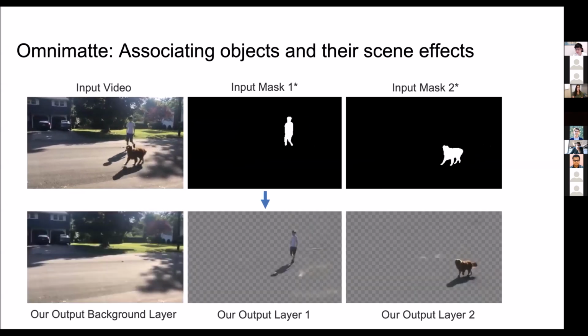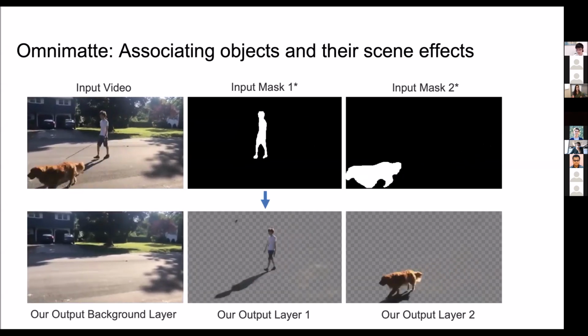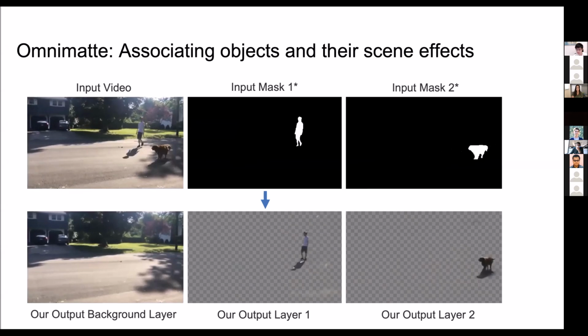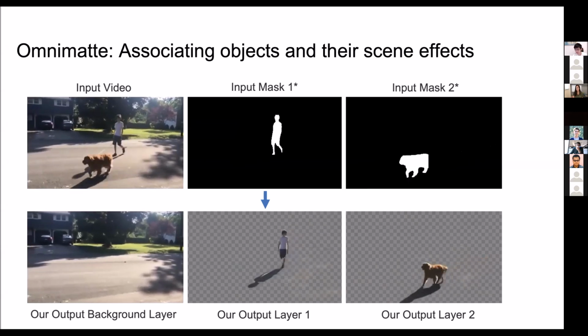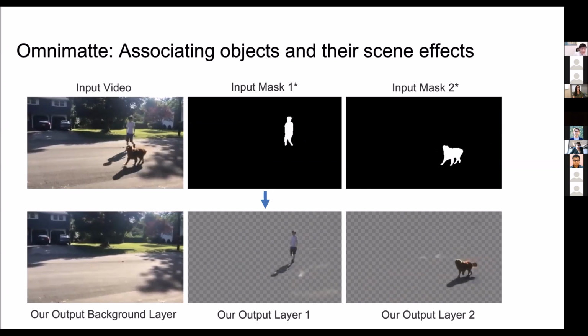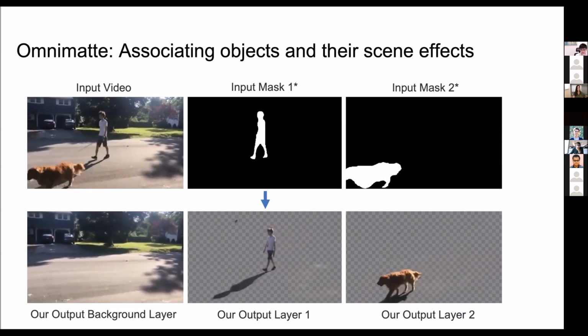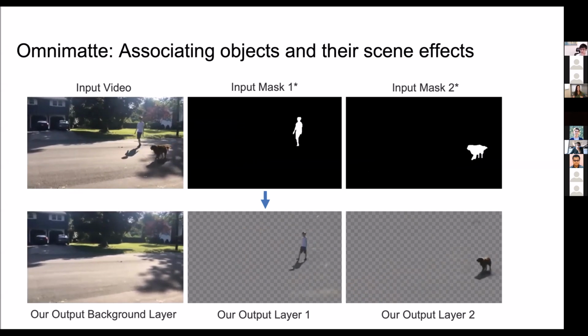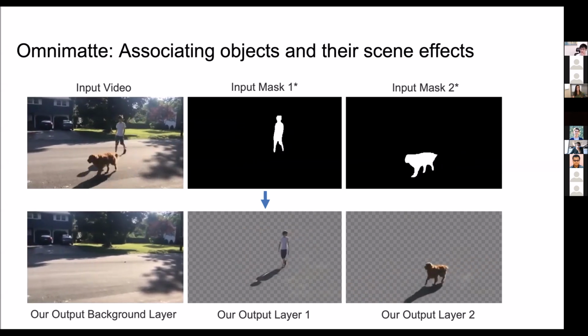And the goal is to produce an RGBA layer for each object. And those layers not only contain the object, but also all the scene elements that are correlated with them in the video. So for example, shadows, reflections, smoke, etc. We also have one separate layer for the background.